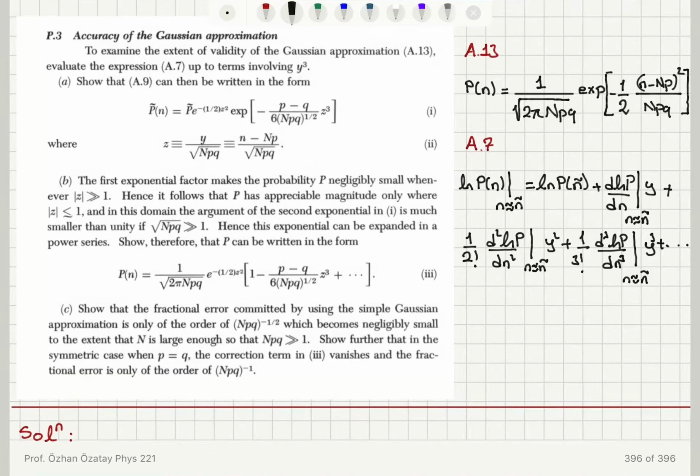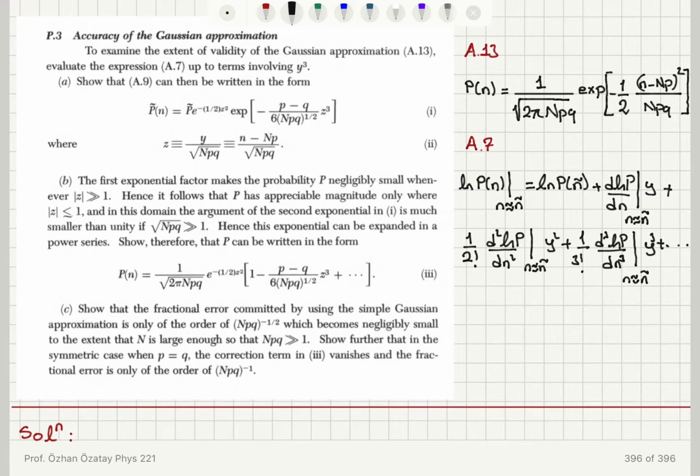We're going to go through an exercise for the Gaussian approximation. To examine the extent of validity of the Gaussian approximation, evaluate the expression, that's 8.7 given here, up to terms involving y cube. Show that this can be written in this form.